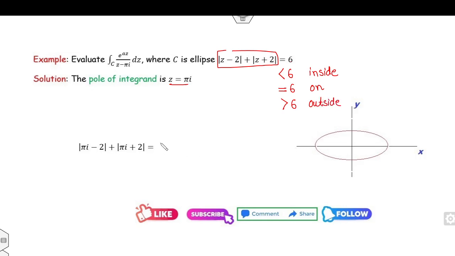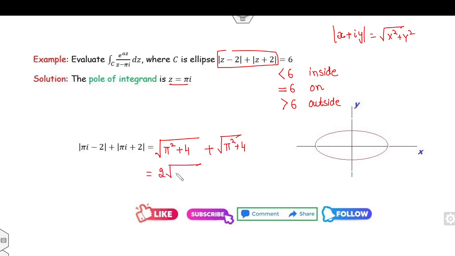So can you find the value of, I can change them. What is the absolute value? It will be under root of, what is the absolute value of x plus iota y, complex number? Sorry, it's not a square root. What is the absolute value of the complex number? This is root of x square plus y square. I can say this is pi square plus 4 plus, again it's pi square plus 4. So that will be twice of root of 4 plus pi square.